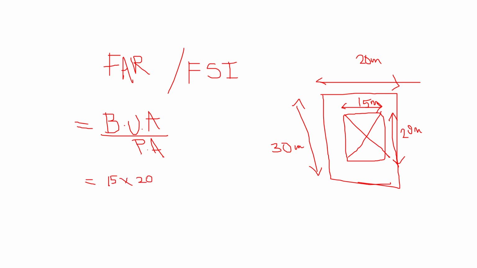Okay, and the first assumption that I'm having over here, by looking at the plan, is that it's a one-story building, so there's only the ground floor. Okay, so your built up area is basically your building's size, which is 15 into 20 in this case, divided by the plot area, which is 20 into 30. Okay, now this is approximately 300 divided by 600, which means that this is 1 by 2, right? So you have an FAR or FSI of 0.5.